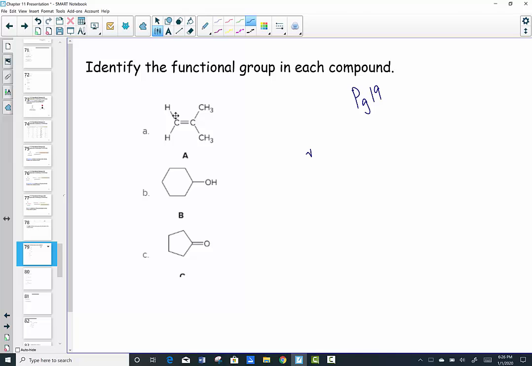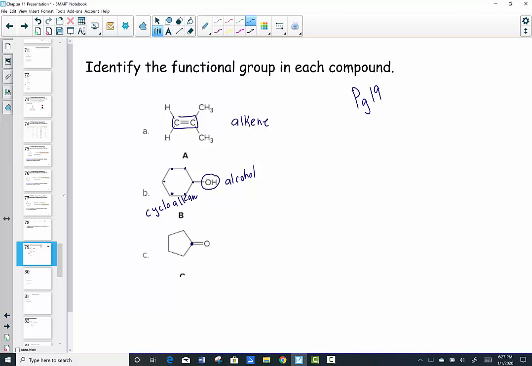So in letter A, what I just noticed here is a C double bond C, and the functional group we're learning is called an alkene. In letter B, I notice we have a functional group. This is called an alcohol. And here we have a cycloalkane. In terms of the carbon chain, it is in a cyclic structure, so we can go ahead and practice naming that as well as a cycloalkane.